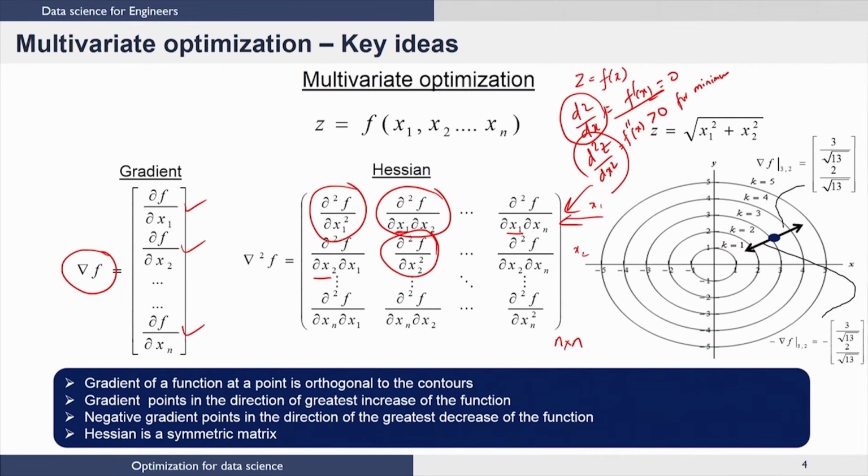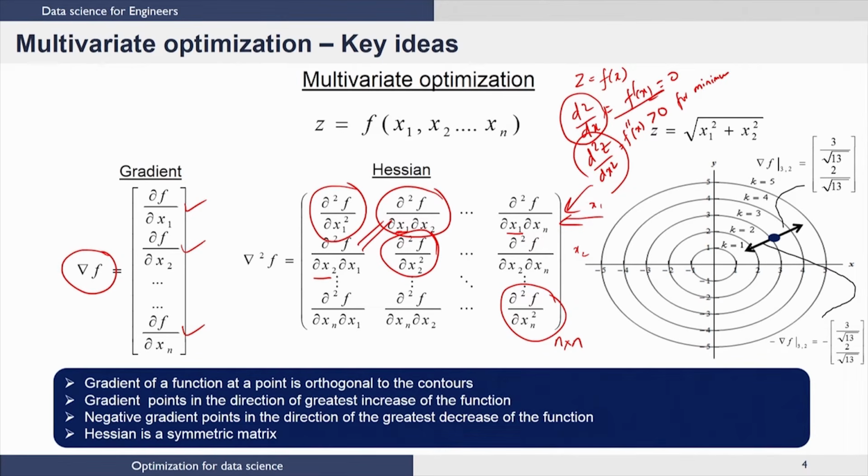So, this is ∂²f/∂x2², ∂²f/∂xn² and so on. Also notice that this Hessian will be a symmetric matrix, because for most functions this equals this, and similarly you will have ∂²f/∂x1∂x3, the next term here will be ∂²f/∂x3∂x1, which will be the same. So, the Hessian matrix is going to be symmetric.